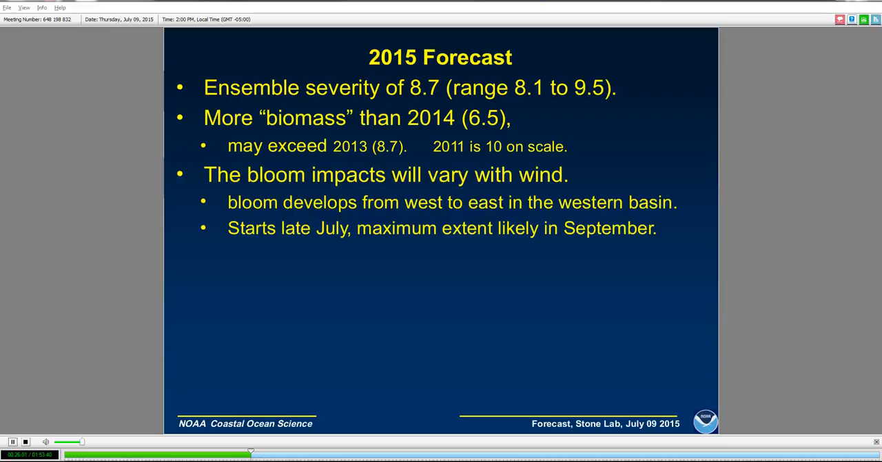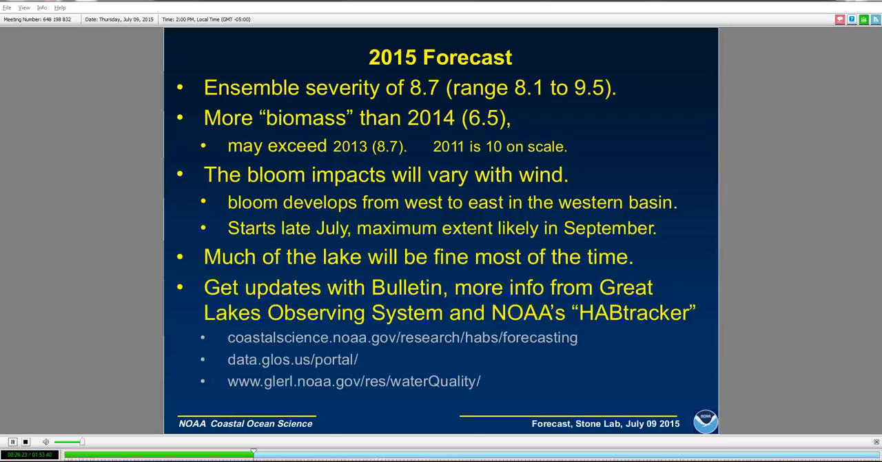Impacts, I emphasize, they do vary with the winds. Scums, of course, form on calm days, and when you have winds, it mixes and moves around the lake based on those wind patterns. They do develop from west to east, and typically it starts in late July, and the maximum extent is usually late August into September. Most of the lake will be fine most of the time.